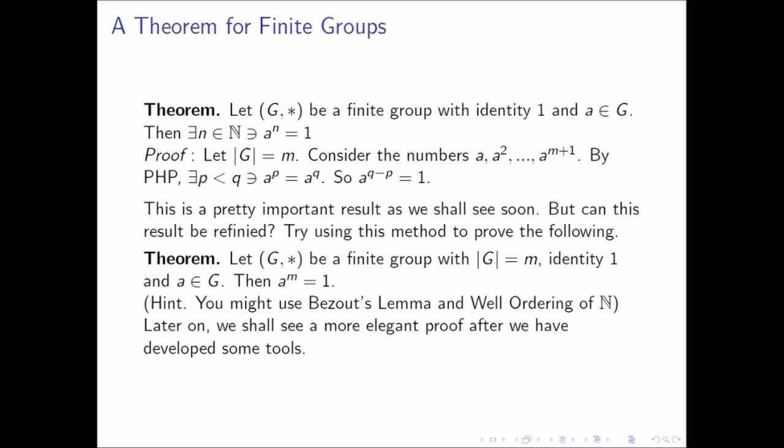You can show that the set of all n such that a power n equals 1 contains m, the size of the group. So any element raised to the size of the group is 1. You might like to use Bezout's lemma and the well ordering of the naturals over here, but this is an exercise for you. Try it yourself. Later on, in the next class, we shall see a more elegant proof of this fact, the second one, after we have developed some tools.